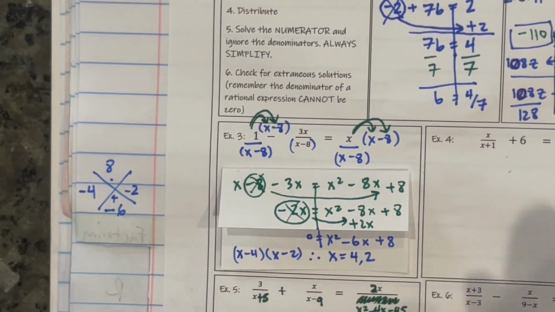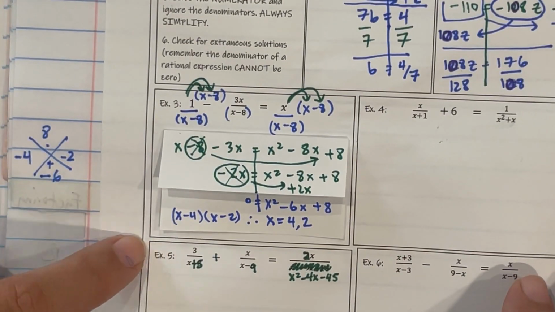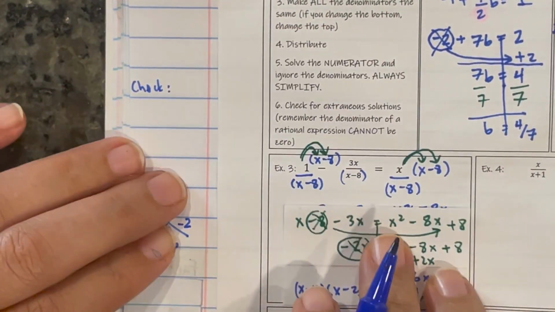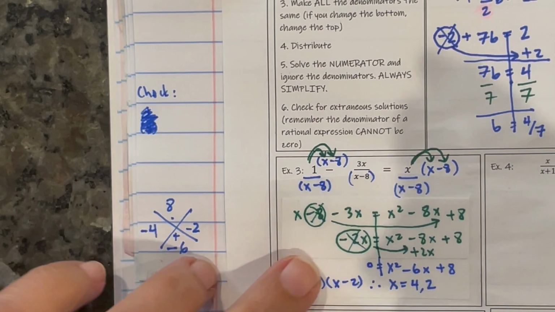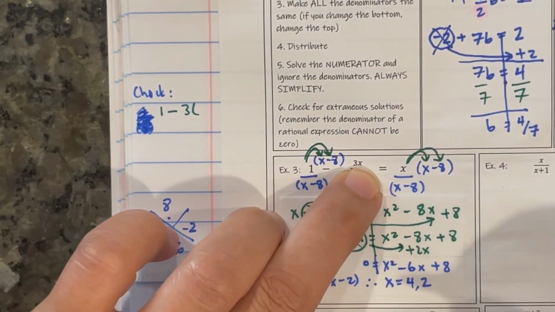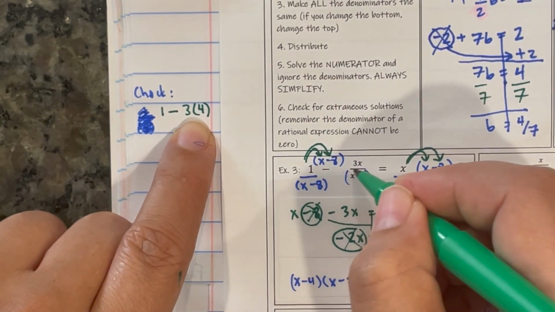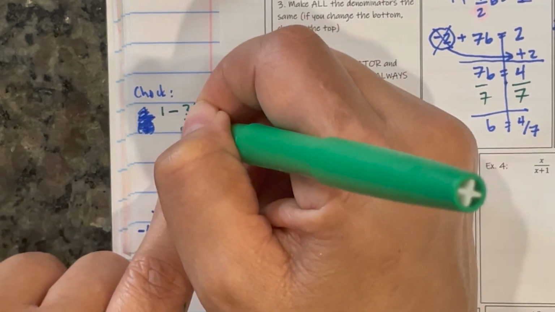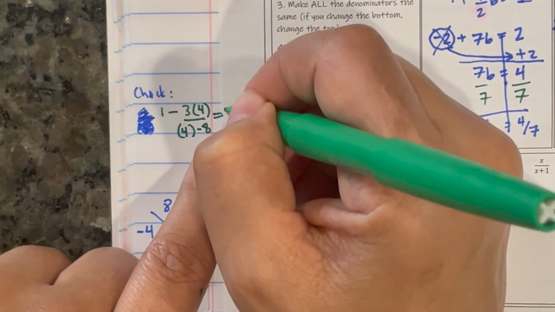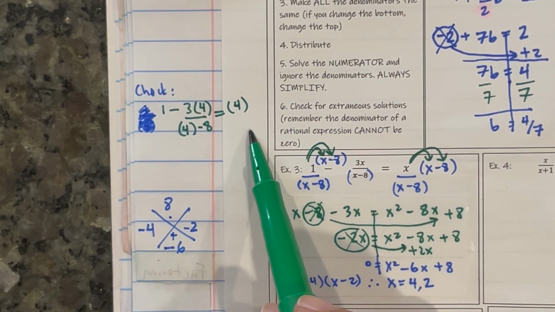All right, now the thing about rational functions, unlike numbers, is you have to check for extraneous solutions. All right, so you have to check it. What that means is you plug them back into the original equation. Where you see an x, you're just going to put parentheses. So 1 minus 3, I see an x, parentheses. And then I'm going to put in the one solution I got, which is 4. I see another x, so 4 minus 8 equals the other side, which is, again, 4.